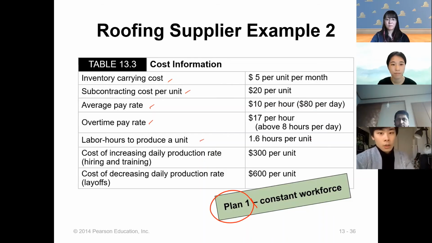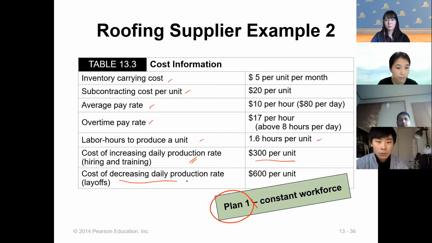Labor units produced is 1.6 hours per unit. Cost of hiring, increasing, is $300 per unit. Whenever I want to increase 1 unit, that is called the cost of hiring and training, and I need to add that into the units that I produce. We'll see the example later on. This is the cost of increasing daily units. Decreasing means you throw away your worker and decrease the quantity, $600 per unit.